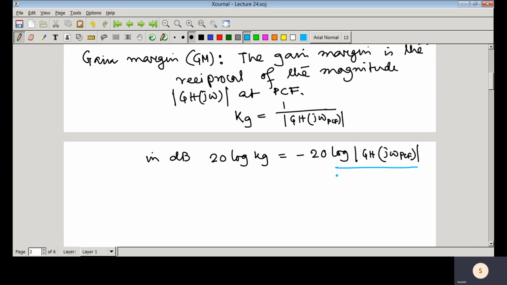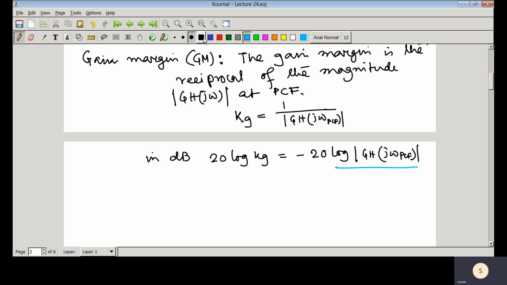So in case of stable system, that gain margin is always positive, but that gain margin may be negative if it is a non-minimum phase system. That means if it is unstable, or if it has some zero on the right half plane, so you may have that negative gain margin. But in case of stable systems, you have that positive gain margin.